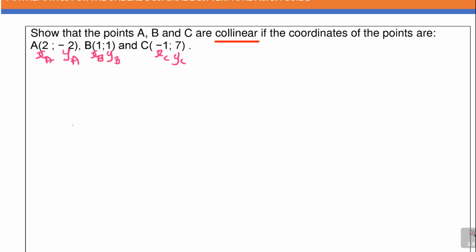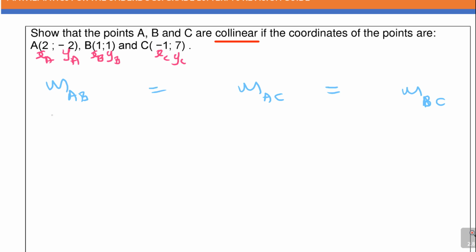If they are collinear, it's up to you how you want to do it. You can say, okay, I'm going to find the gradient of AB, and then find the gradient of AC. Once you connect them, there's AB, there's AC, or you can say the gradient of BC. If you are getting the same answer, if they are equal, it means they are collinear.